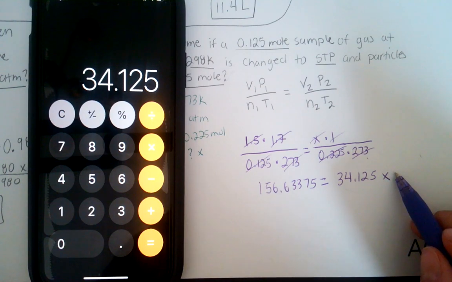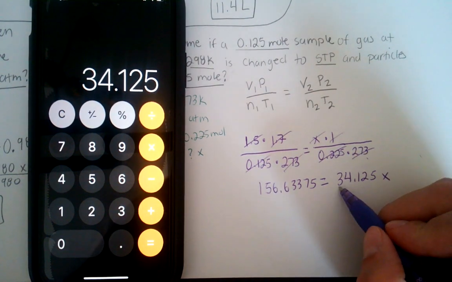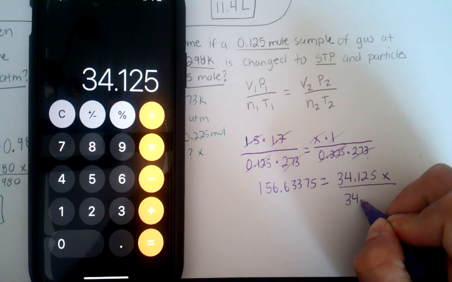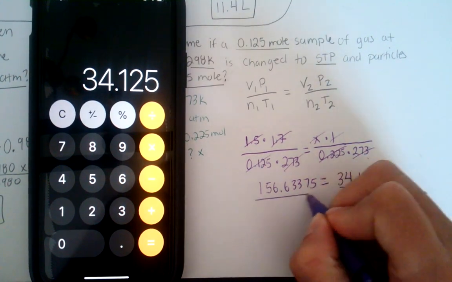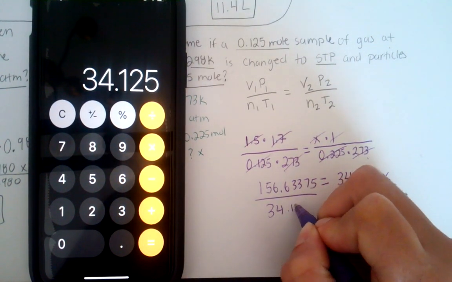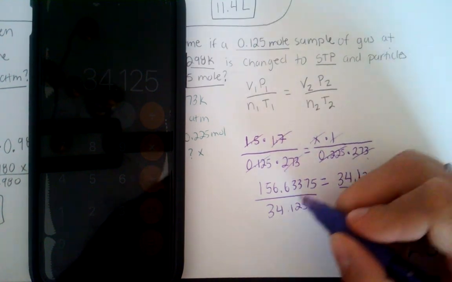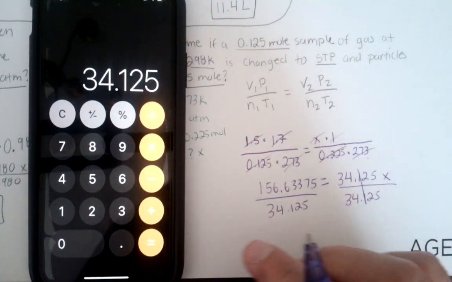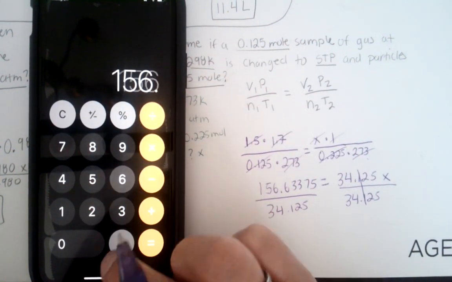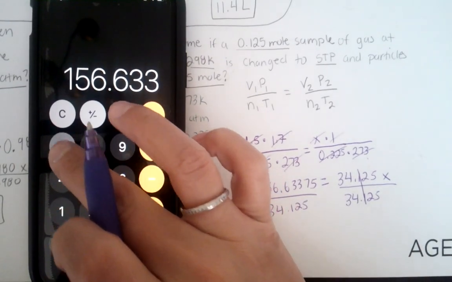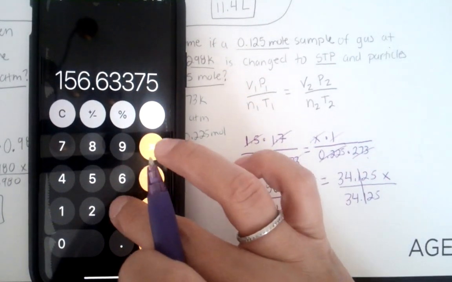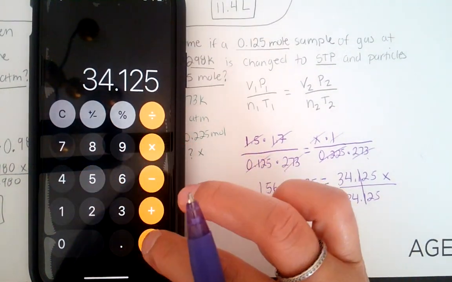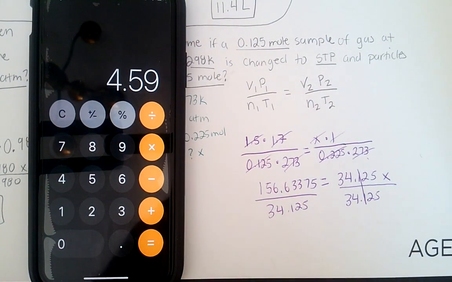So now this becomes a simple division one. So we want to make sure we divide 34.125 to both sides. And remember, as you can see, I'm not rounding it till the end. So I'm going to do 156.63375 divided by 34.125. Okay, and I got 4.59.